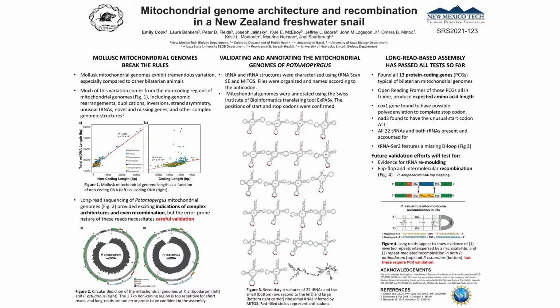Further directions for this data include making sure that we correctly validate everything first, and then moving on to confirm the tRNA remodeling that we observed in figure 4, and also to confirm the length and presence of the inverted repeats that we observed in both mitochondrial genomes. After everything is validated, all of the information will be edited and annotated, and hopefully it will be published as a paper. Thank you. Does anyone have any questions?